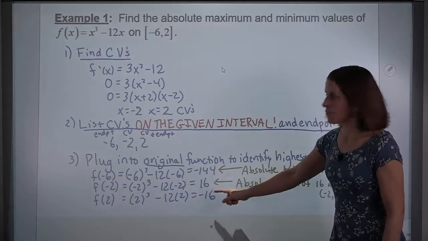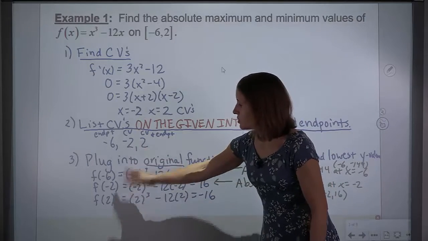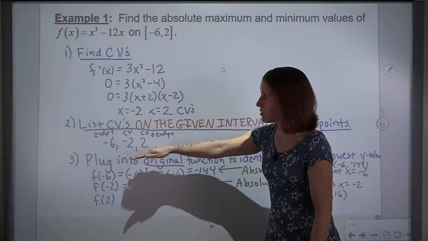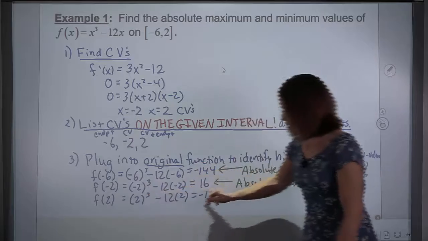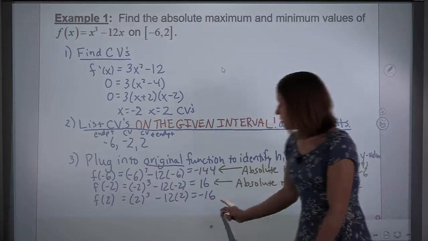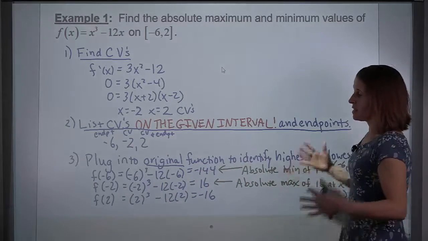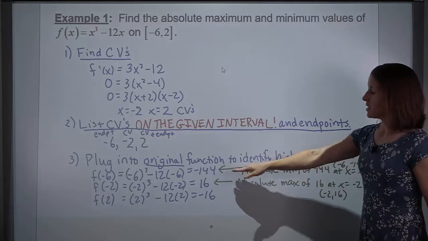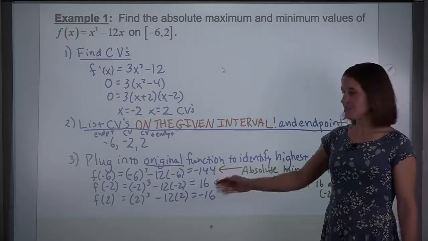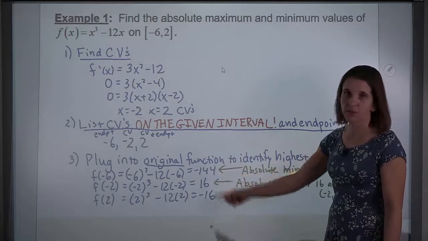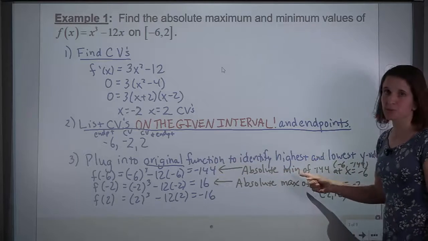So I do make sure I'm using my original function, not my derivative, and plug in -6, I get -144. I plug in -2, so this is just the things from my list, my critical values on the interval and endpoints. And I get 16, plug in 2, and I get -16. And then I label which is the highest and which is the lowest. So -144 is absolutely, right, the smallest number out of all of these. And so that's our absolute min.